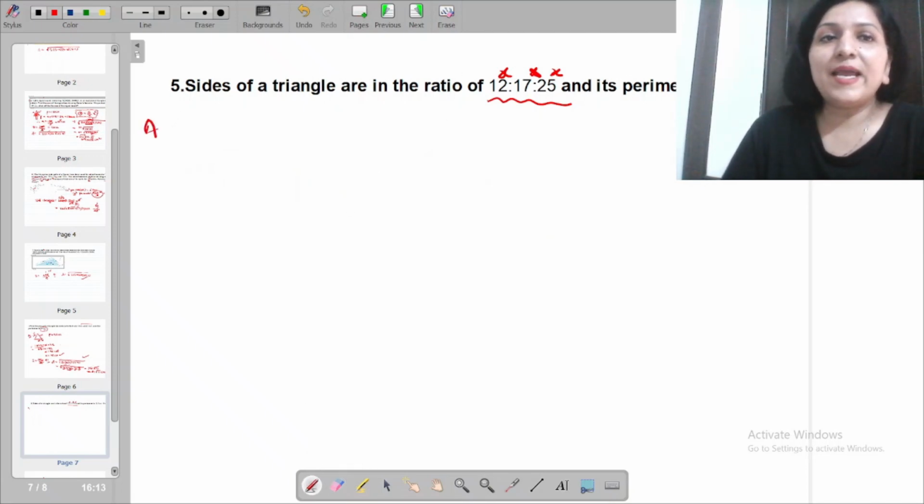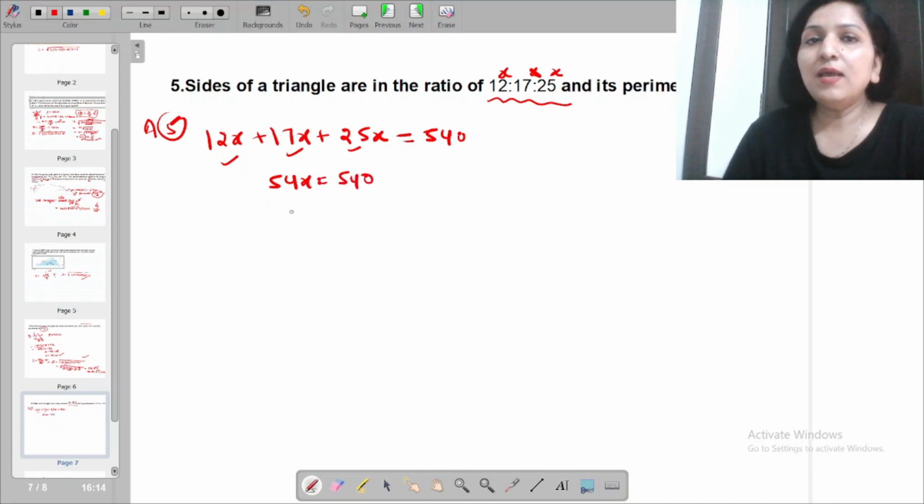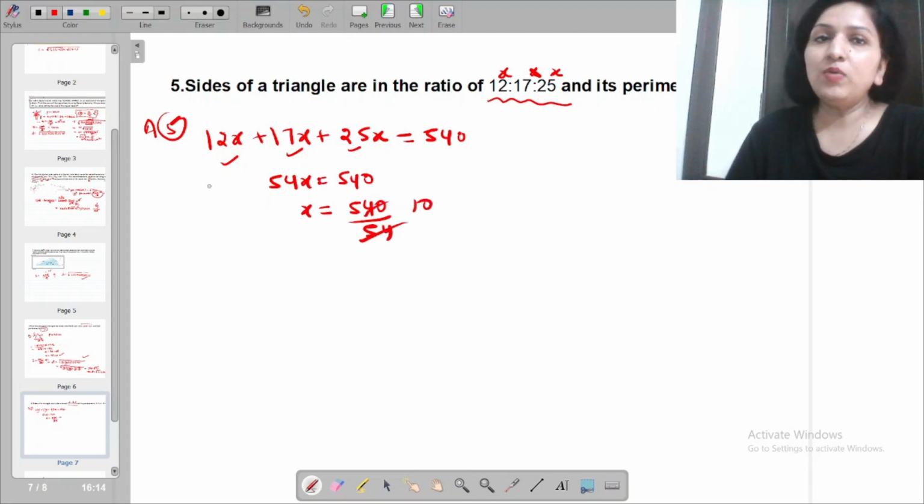ठीक है? So let us assume the common factor is x. So first side, answer number 5. First side is 12x. Second is 17x. Third is 25x. तीनों side है ये. अगर मैं तीनों को ऐड करूंगी, I get the perimeter which is given to me as 540. Add all these numbers, you will get 54x is equal to 540. So what is the value of x here? It is 540 divided by 54, that is equal to 10. X की value आ गया, common factor.